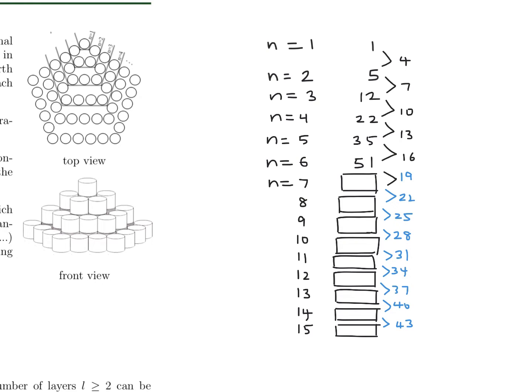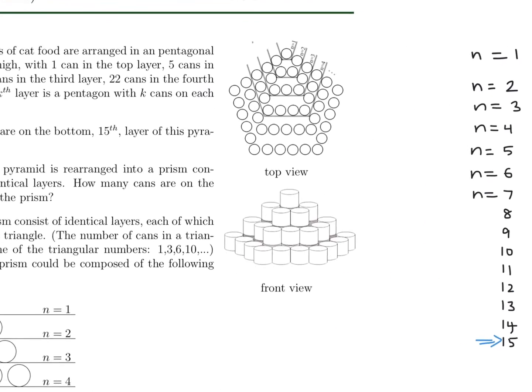This would be 51 plus 19, which is 70, 70 plus 22, which is 92, 92 plus 25, 117, and so on, right? You get the point. So 145, 176, 210, 247, 287, and 330. So the answer is 330 because they wanted the 15th row, layer, whatever they call it, 15th layer.